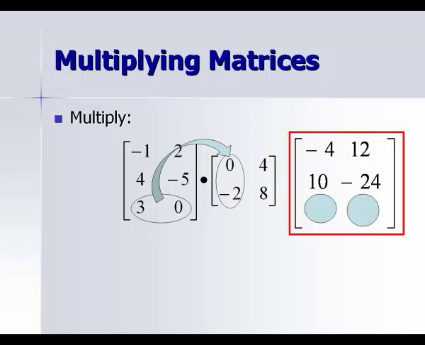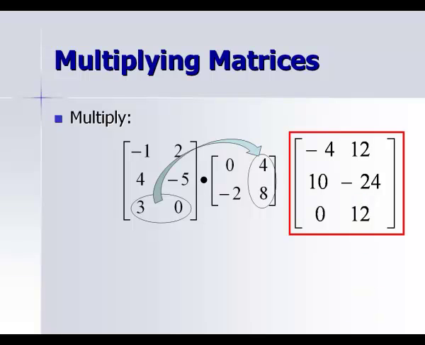3 times 0 is 0. 0 times -2 is 0. Add up 0 and 0 and get 0 for an answer. Stick with that third row, and we're going to multiply by the second column. 3 times 4 is 12. 0 times 8 is 0. When we add up 12 and 0, we get 12 for an answer, and that goes in the third row, second column of our answer matrix.